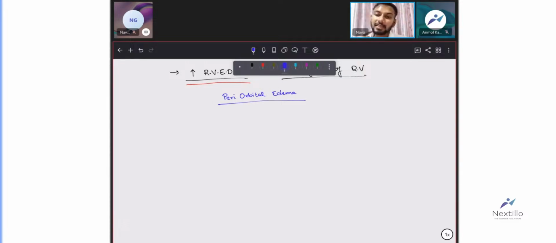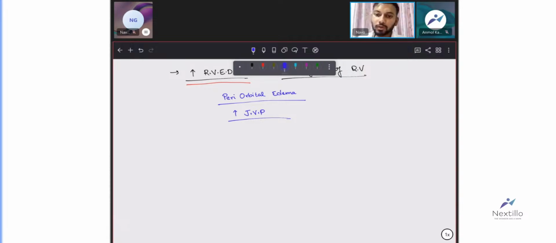And SVC is directly connected with right IJV. Yes, if the blood in the SVC increases, so the blood going into the IJV also increases, and this thing can be seen by the doctor. That is what is known as JVP, jugular venous pressure. So in this person, there is increase in JVP.